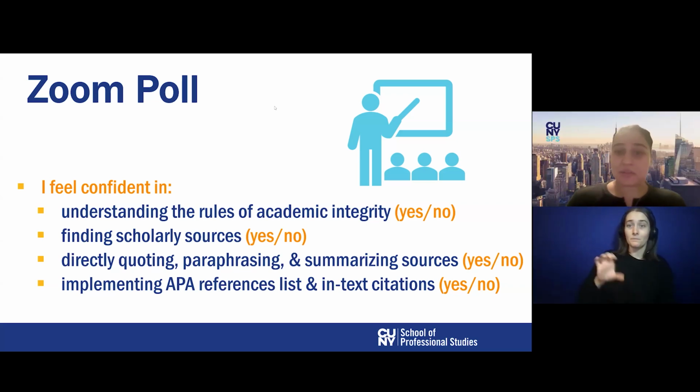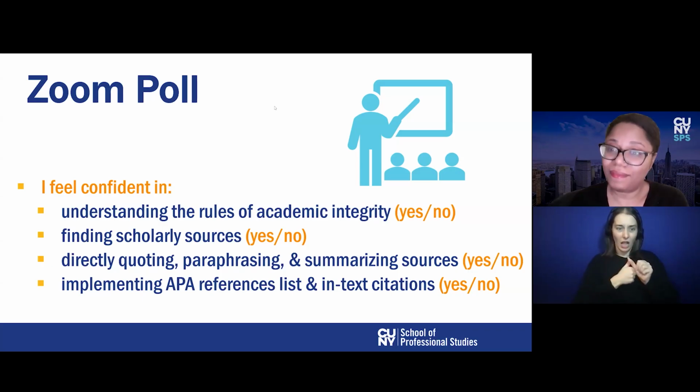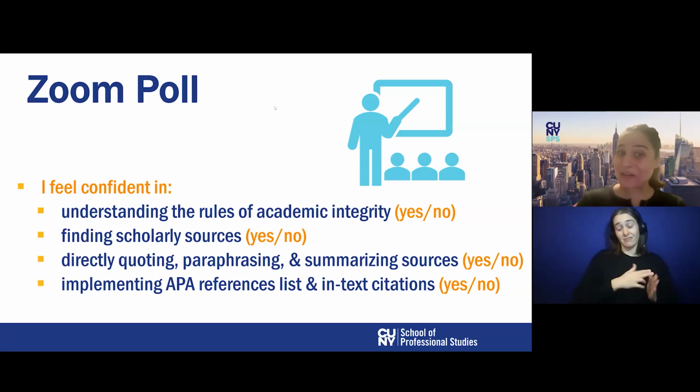All right, so we have a nice distribution here. 95% of us are confident in understanding the rules of academic integrity. We have almost 80% confident in finding scholarly sources. I love that. And here's where we start to get into a divide. I see direct quoting, paraphrasing, and summarizing. 58 say yes, 42% say no, they're not confident. And lastly, in the implementing of APA references, as was mentioned before, there's a lot of rules in APA to go through and remember. I frankly don't remember them all either, and I look them up when I need to.